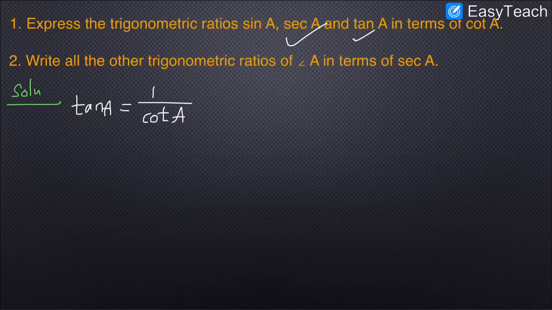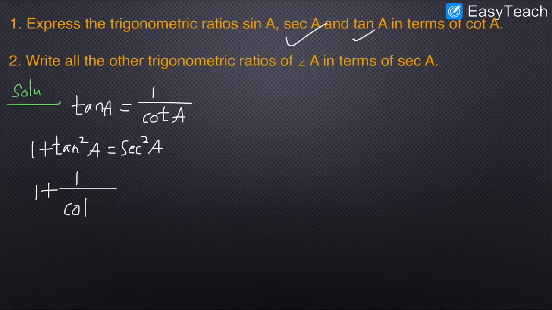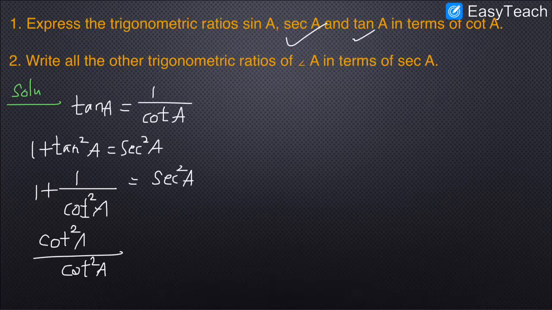1 plus tan square a equals secant square a. The next step, I write the reciprocal for tan square a. 1 plus, for tan square a I can write 1 by cot square a, equals secant square a. The next step, I take the LCM. So cot square a is the common denominator. This is the LCM, so I multiply by cot square a here. So here is plus 1, equals secant square a.